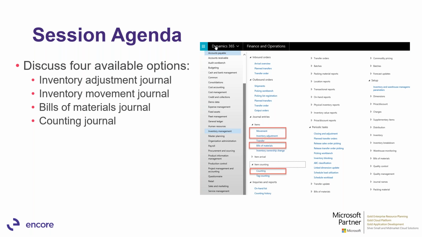So we are going to be talking about the 4 options that are available to adjust your inventory. And all 4 of them have a different purpose to them. You would use them for different reasons, and as such, every single one of them is a useful tool, and they provide you with the opportunity to analyze and improve your business if you utilize them properly. These 4 options are the inventory adjustment journal that I have mentioned before, the inventory movement journal, the bill of material journal, and the counting journal. Okay.